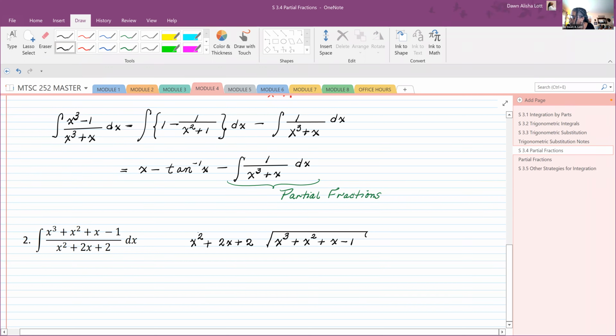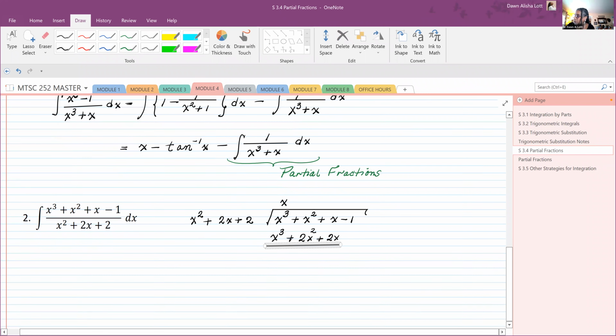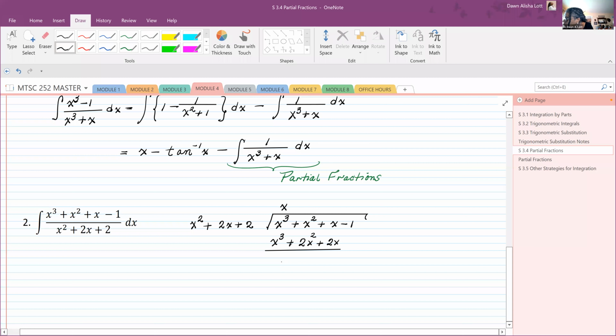All righty. So x squared goes into x cubed x times. So x times x squared is x cubed. x times 2x is 2x squared. x times 2 is 2x. So I'm going to now subtract. So when I subtract, x cubed gives me nothing. I'm going to get a negative x squared. I'm going to get a negative x. And then I'll bring down the -1.